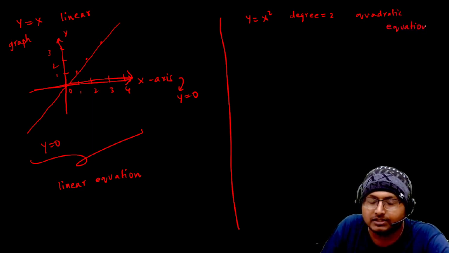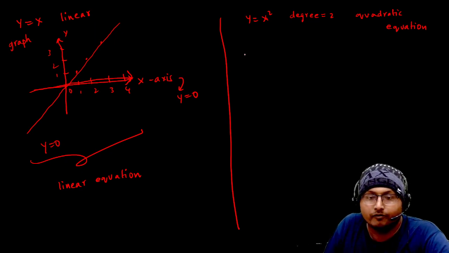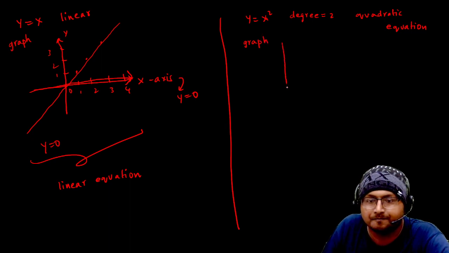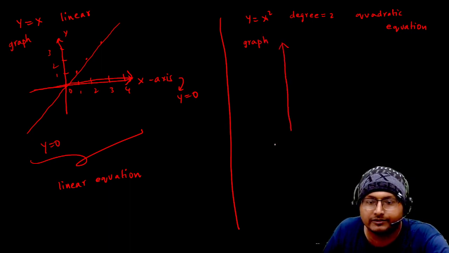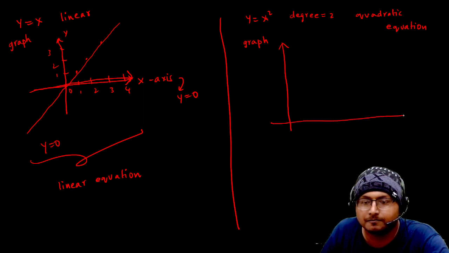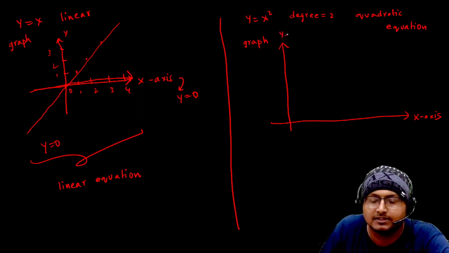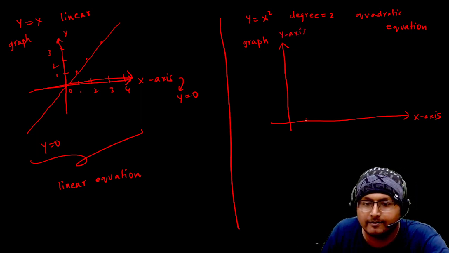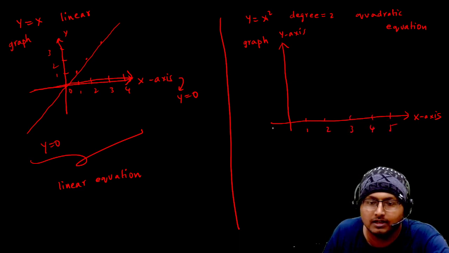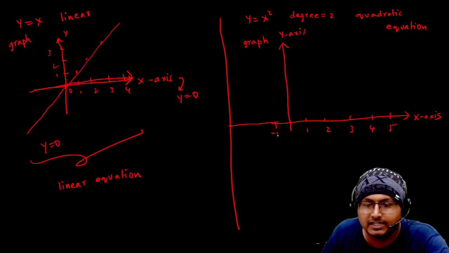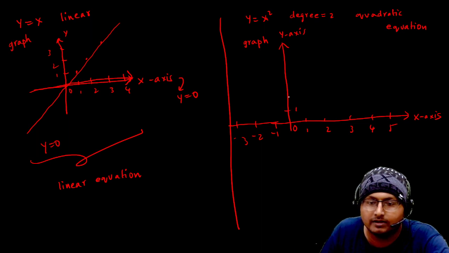It is a quadratic equation, yes. So now what we will do, we will draw a graph of this. This is the x-axis again, this is the y-axis. Same 1, 2, 3, 4, 5, and we will go negative also: -1, -2, -3. This is 0, 1, 2, 3, 4, and 5.